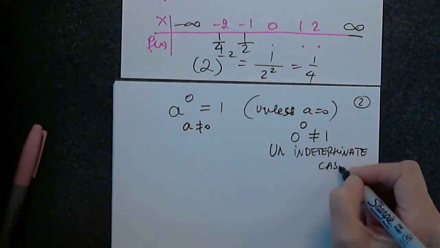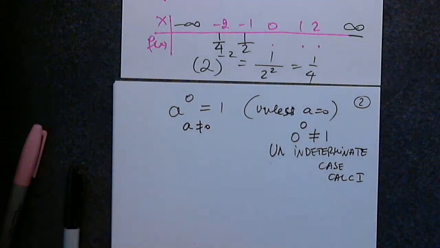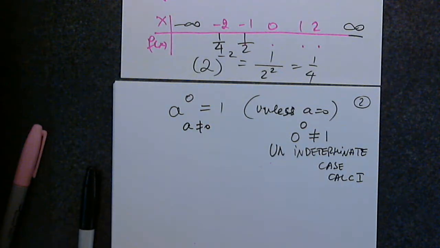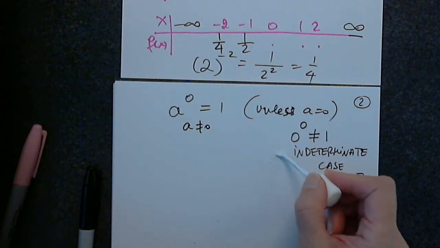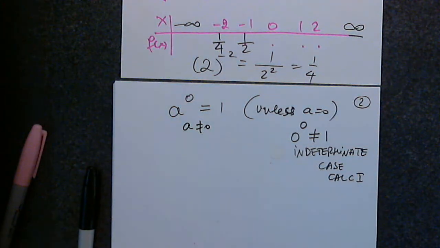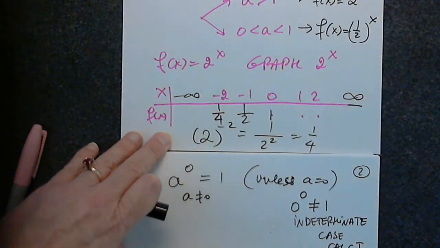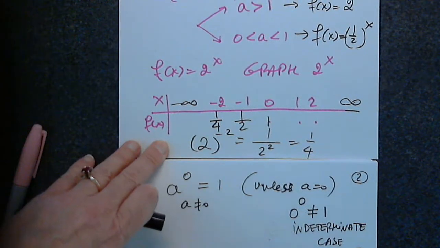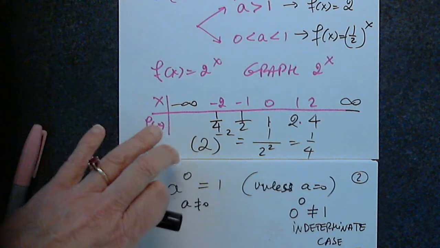Indeterminate case. And this is in Calc 1. So 0 raised to 0 is not 1. Good. So the answer is 1 for when we plug in 0. What happens when we plug in 1? Very good. And when we plug in 2, obviously 4.